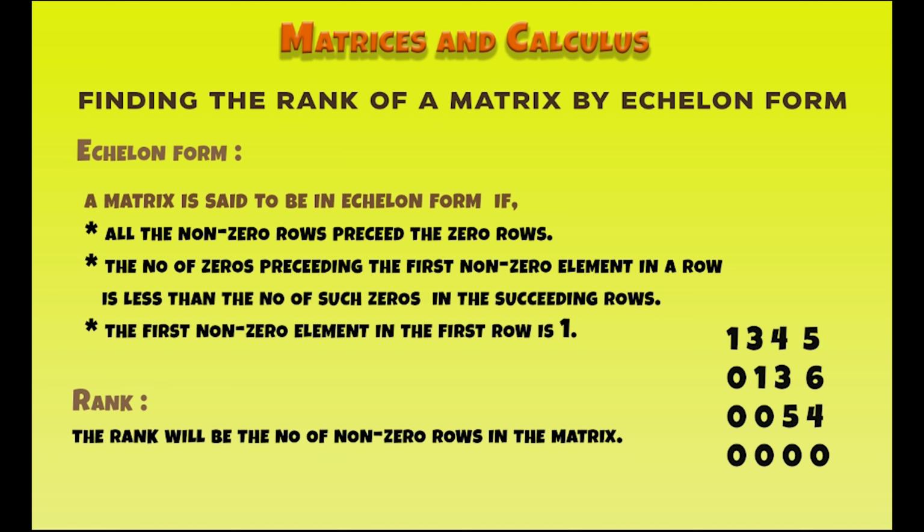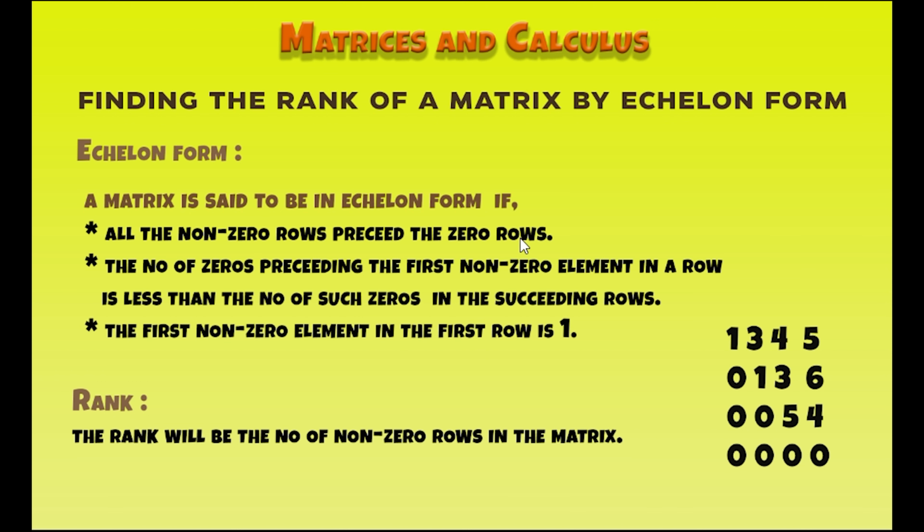In this lecture, let's find the rank of a matrix using echelon form. So first, let's know what an echelon form is. A matrix is said to be in echelon form if all the non-zero rows precede the zero rows. So all the rows which contain zeros will be at the bottom, and the rows which do not contain zeros or which contain fewer zeros will be at the top.